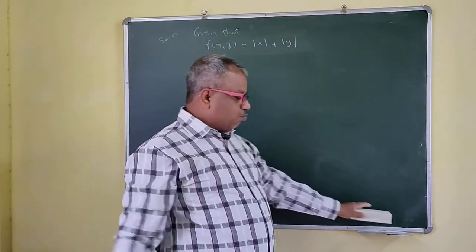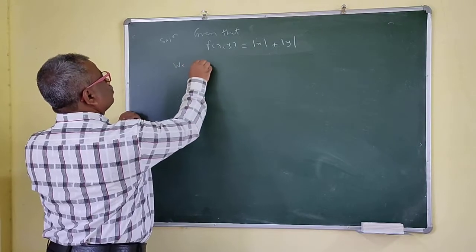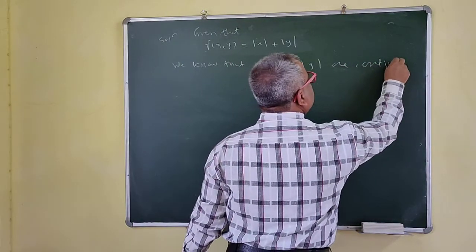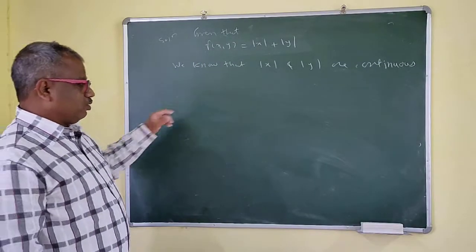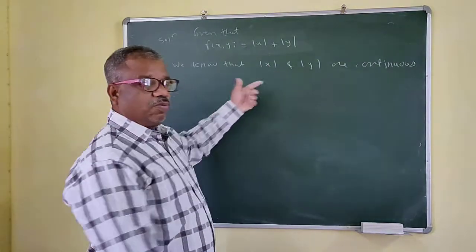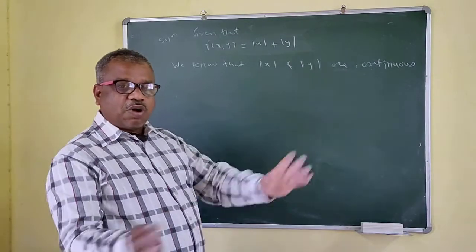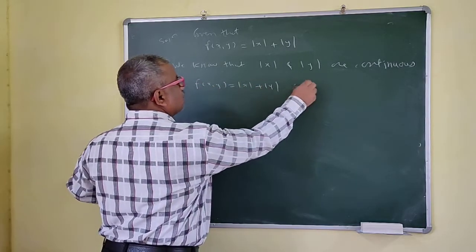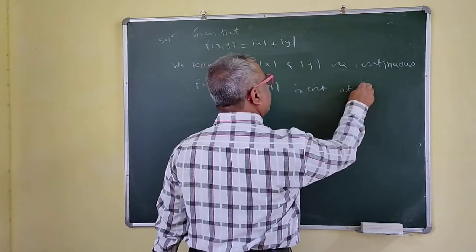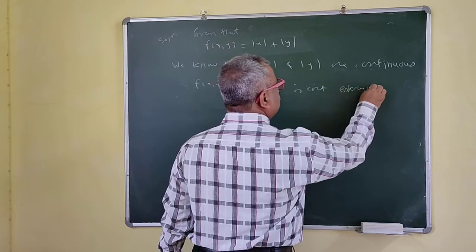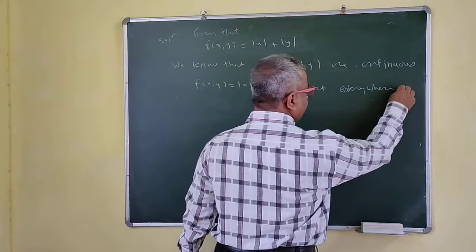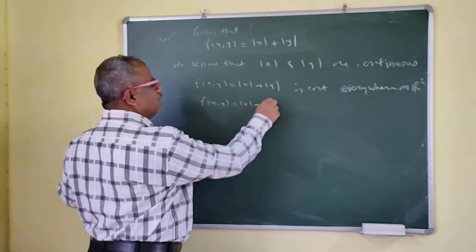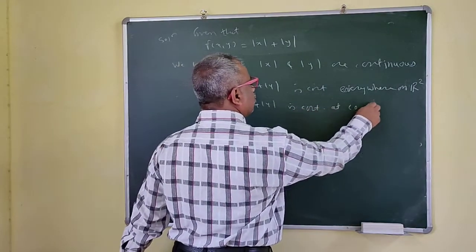Given that f of xy is equal to mod of x plus mod of y, right? We know that mod x and mod y are continuous, because you know the graph of mod x and mod y. They are single variable functions, continuous everywhere, right? Now we know that the sum of two continuous functions is continuous. So therefore, f of xy is equal to mod x plus mod y is continuous everywhere on R2. So f of xy is continuous at 0, 0. Right? So your function is continuous.